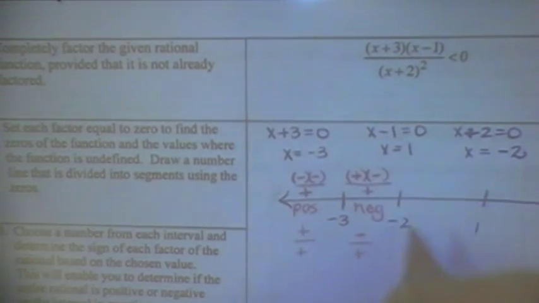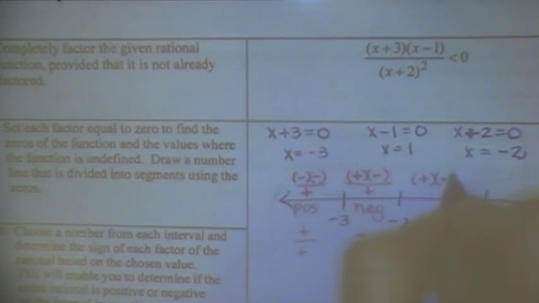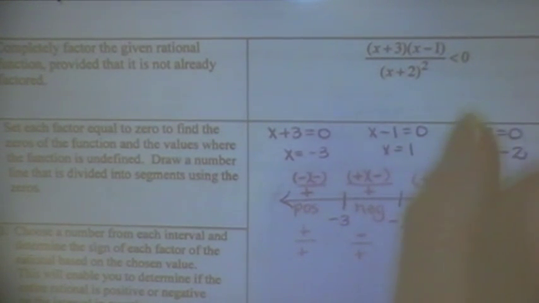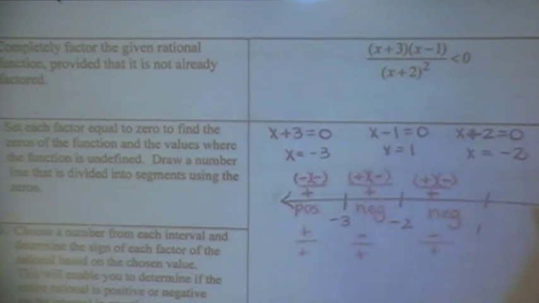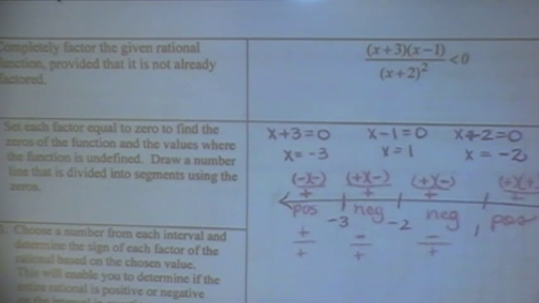Alright, between negative 2 and 1, that's where 0 falls. So that's an easy enough piece. The top piece will be positive, negative, over a positive. So I end up with a negative over a positive, which makes this whole thing negative again. And then let's go to the right of 1, we can use 2. It'll be positive, positive, positive. So this whole thing's positive. Okay?